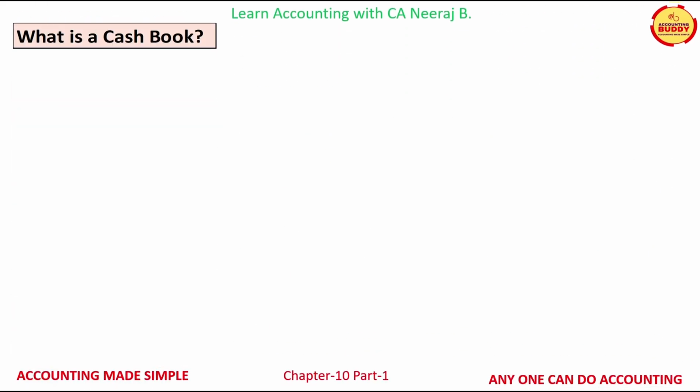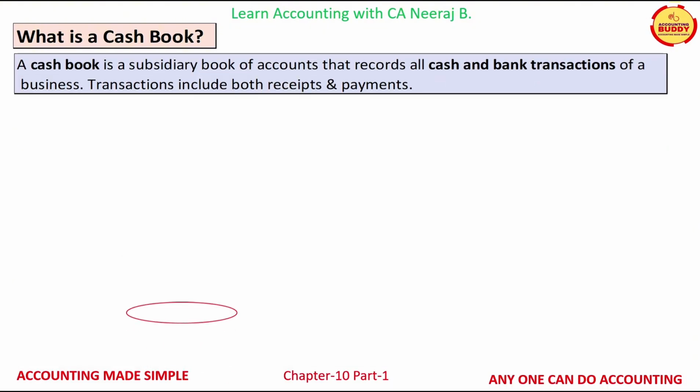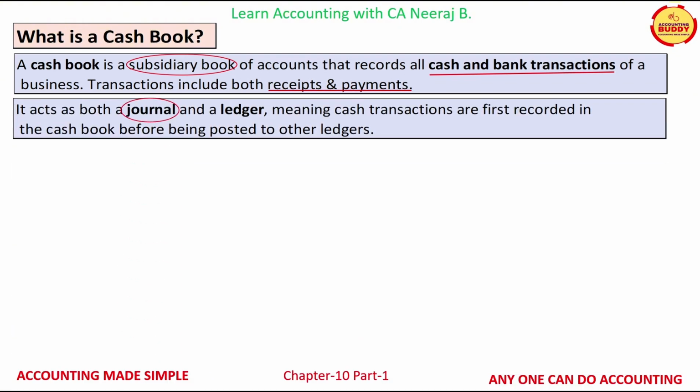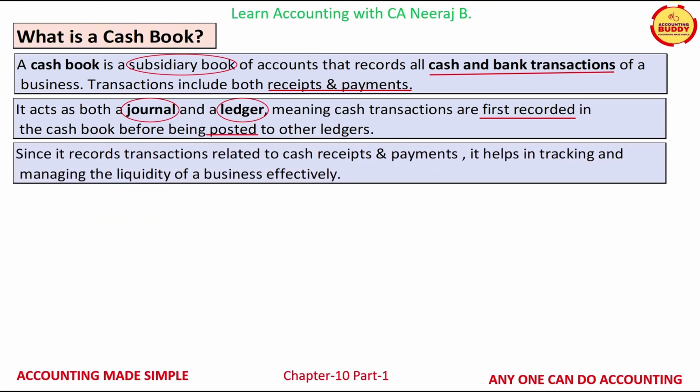Let us now understand the most important subsidiary book, that is the cash book. A cash book is a subsidiary book of accounts that records all cash and bank transactions of the business. Transactions include both receipts and payments. It acts as both a journal and a ledger, meaning cash transactions are first recorded in the cash book before being posted to the other ledgers. Since it records transactions related to cash receipts and payments, it helps in tracking and managing the liquidity of the business effectively.